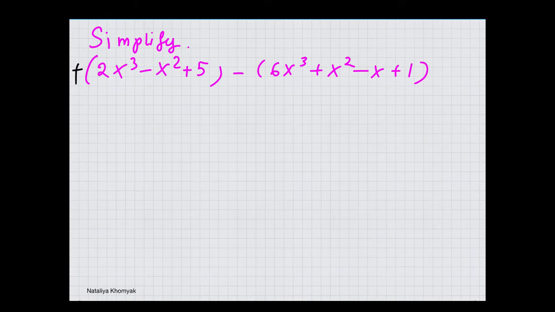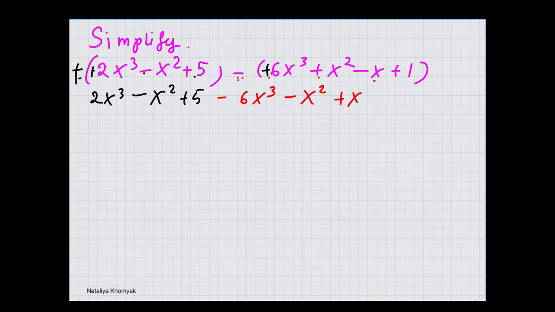Okay, so we have positive in front of this parenthesis, positive times positive 2, we have 2x to the 3, positive times negative, minus x to the second, positive times positive, plus 5. Now here we have, this is a positive 6. On the second parenthesis we are distributing a negative sign, so negative times positive, negative 6x to the 3, negative times positive, negative x to the second, negative times negative, positive x, negative times positive, minus 1.